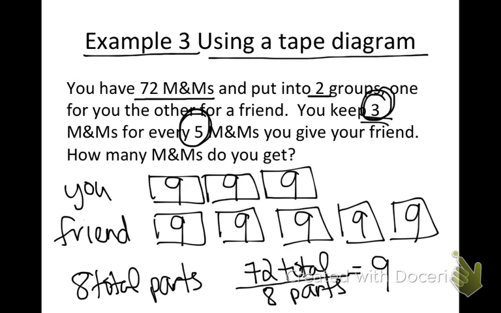All right, so how many M&Ms do you get? You get 27 M&Ms. How many M&Ms does your friend get? They get 9 times 5, which is 54 M&Ms. So you can represent your ratios with tape diagrams, and sometimes that's visually easier to see.